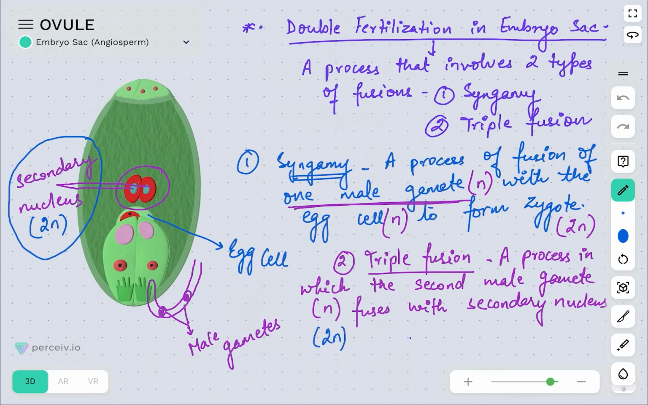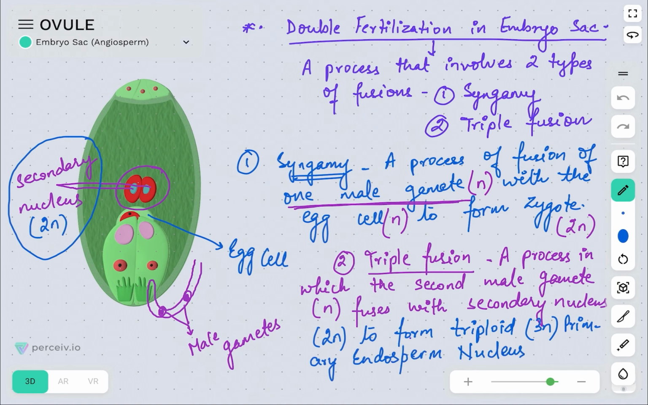So when the second male gamete is going to fuse with this secondary nucleus, this results in the formation of a triploid cell, which is called the triploid primary endosperm nucleus. So it fuses with the secondary nucleus to form a triploid, that means 3n, triploid primary endosperm nucleus. This later on is going to differentiate into a cell, that means the triploid primary endosperm cell.